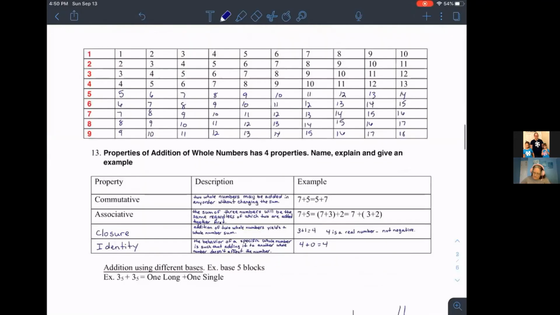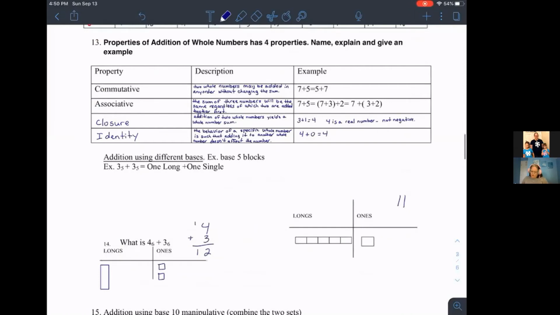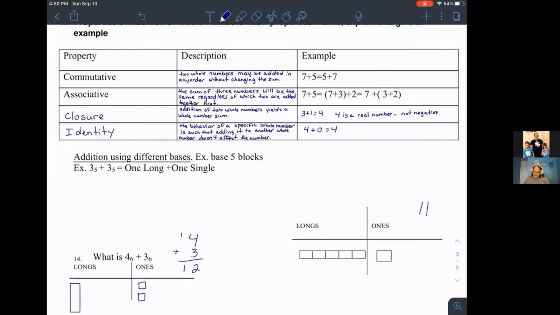Let's see what's next. Okay, properties of addition of whole numbers has 4 properties. Name, explain, and give examples.